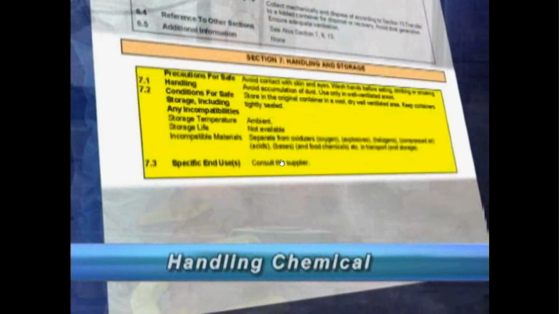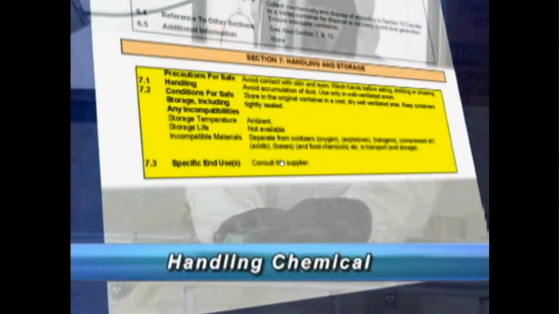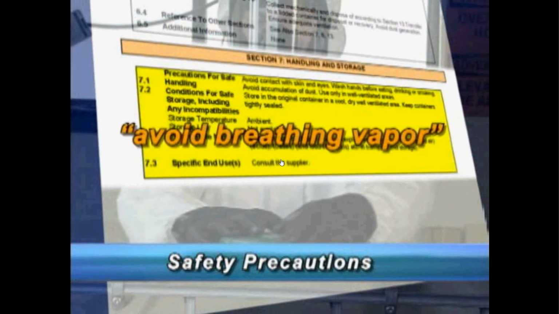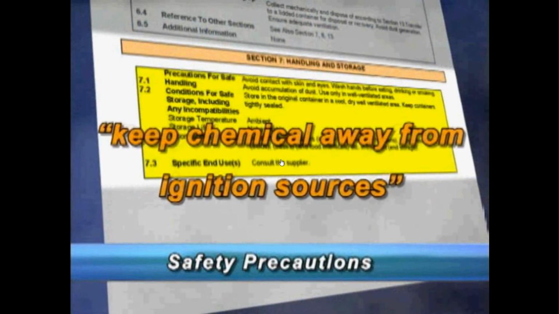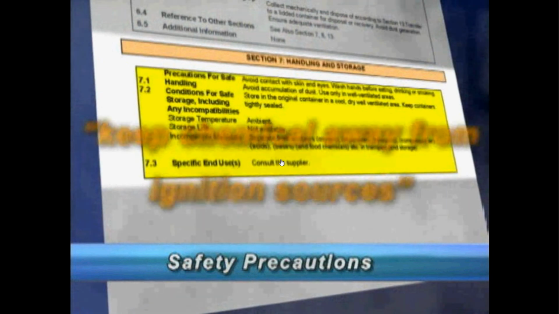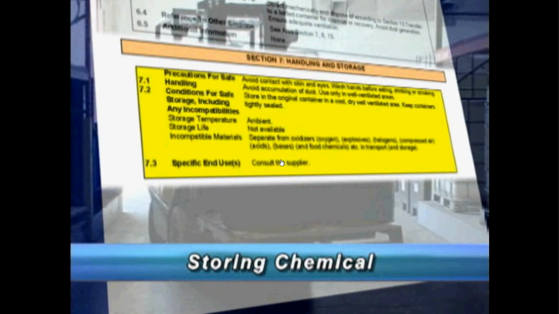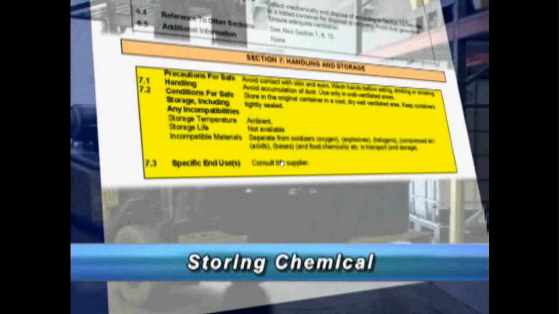Section 7 provides information on handling the chemical safely. Critical safety precautions, such as avoid breathing vapor and keep chemical away from ignition sources, are found here. Information on storing the chemical safely is also located in this section, including any incompatibility with other stored materials. In Section 8, safe exposure limits are provided, along with appropriate methods to reduce a worker's exposure, such as engineering controls and personal protective equipment.